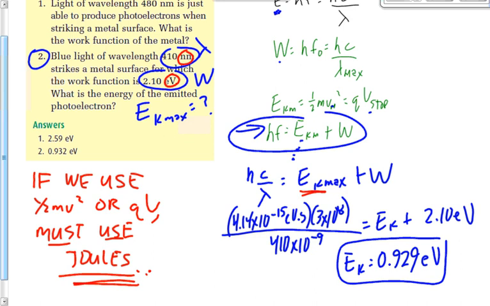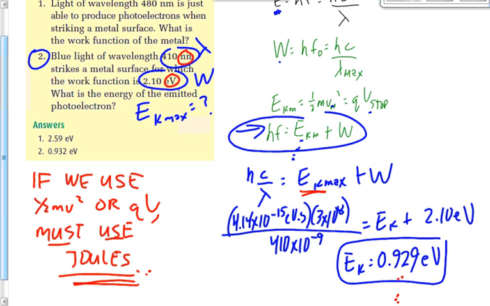Electron volts has worked for every question we've done so far, but you can see now a problem where it wouldn't work. Neil? Oh, okay. Neil said he used joules for this one and ended up converting back and got 0.932. Okay, interesting. So we got 0.929 using electron volts, 0.932 using joules. Never realized that would happen, actually.